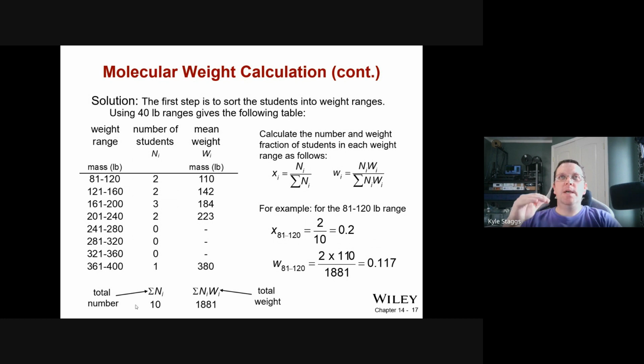What you do is you take this and calculate a weighted average, meaning the number times the weight itself. In this case, the number: so two instances of 110, two instances of 142 for the mean of that range, right? Because 110 is equally between 80 and 120, at least for this data set.